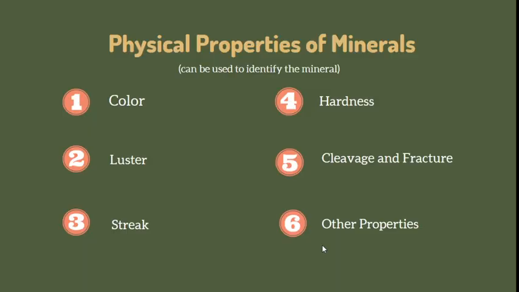Now, aside from the criteria I have mentioned a while ago, we also have physical properties of minerals, which are helpful in order to identify the mineral. The physical properties of minerals are used by mineralogists to help determine and identify a specimen. Some of the tests can be performed easily in the field, while others require laboratory equipment. We have color, luster, streak, hardness, cleavage, and fracture, and lastly, other properties.